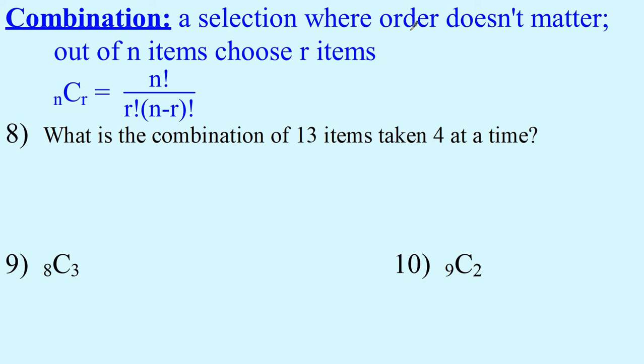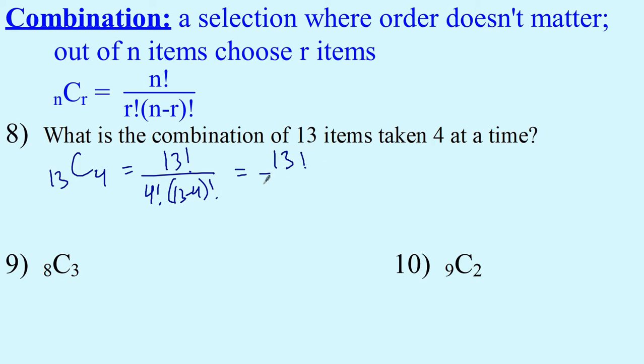Okay? So combination, it doesn't matter the order. I picked a group. Okay? They're all equally important. So here we have 13 choose 4. Right? Just choosing a random amount of 4. So that's now 13 factorial over 4 factorial times (13 minus 4) factorial.